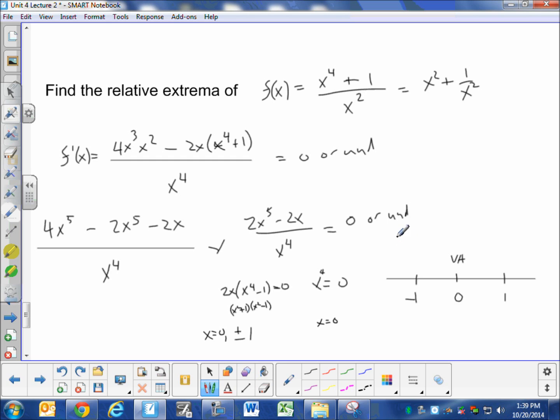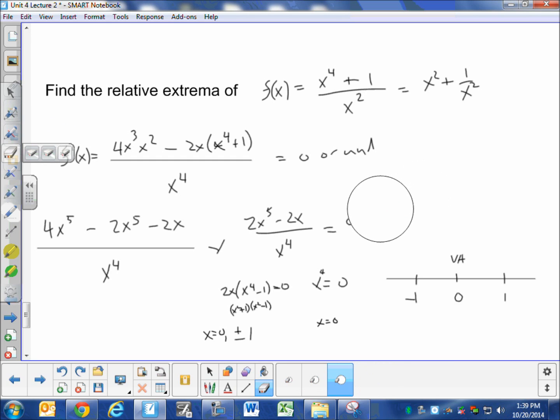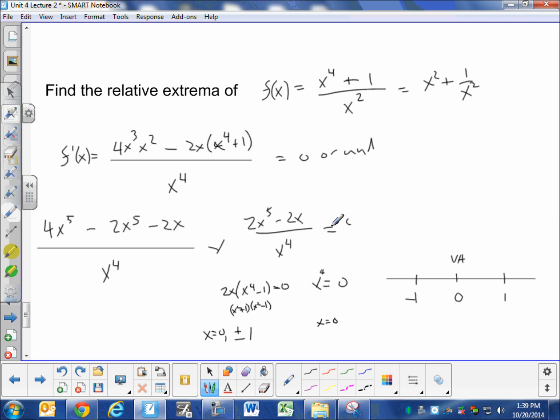So, in my simplified guy, let's rewrite the simplified guy. I have 2x times x to the 4th minus 1 over x to the 4th. So great thing is that the denominator is always positive, so we just need to worry about the numerator. So I plug in a value like 10, it's definitely going to be a positive times a positive, that's a positive. Plug in a value like 0.5. Well, 0.5 times 2 is a positive. 0.5 to the 4th would be a small value, minus 1 would be a negative value, make this a negative.